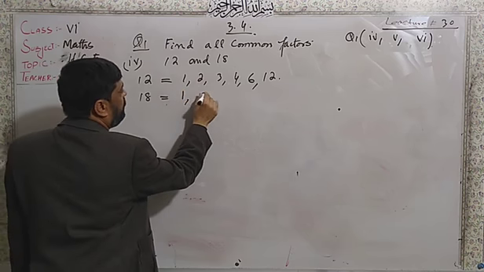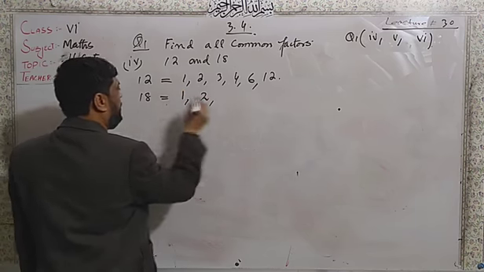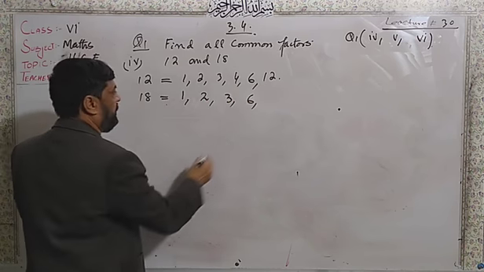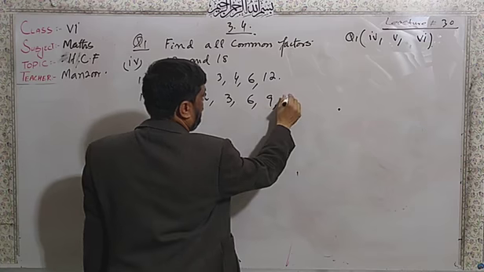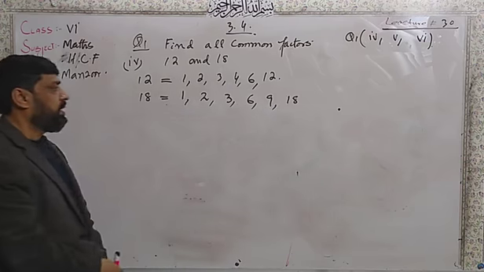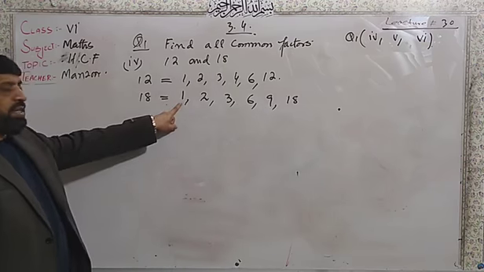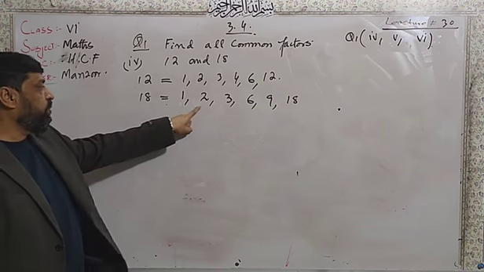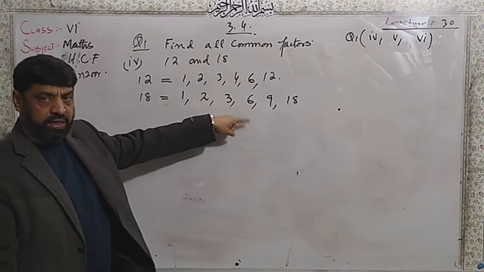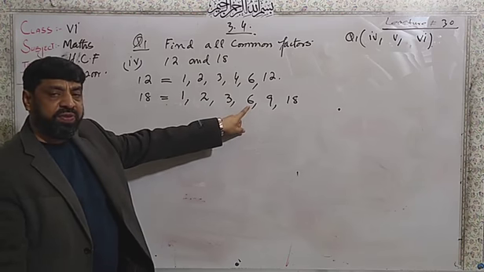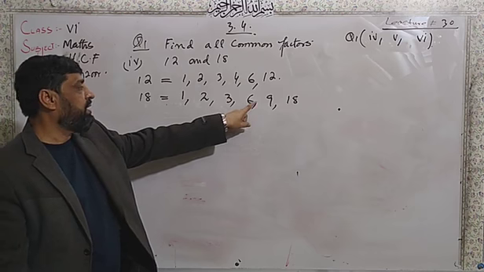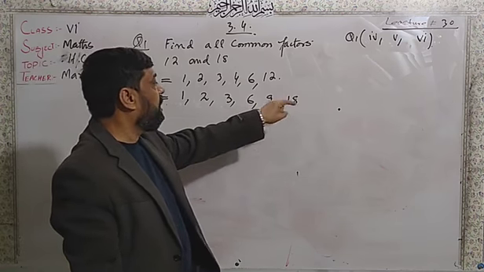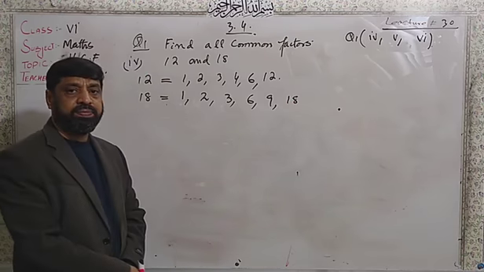Similarly 1, 2, after that 3, 6, 9, and 18. These are the numbers or factors which can divide 18. 1 can divide, 2 can divide, 3 can divide, 4 cannot divide, 5 cannot divide, 6 can divide, 8 cannot divide, and then 9 and 18.